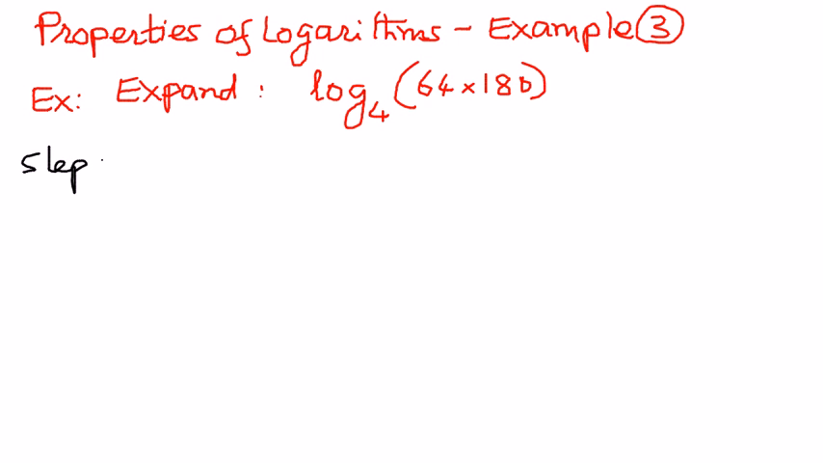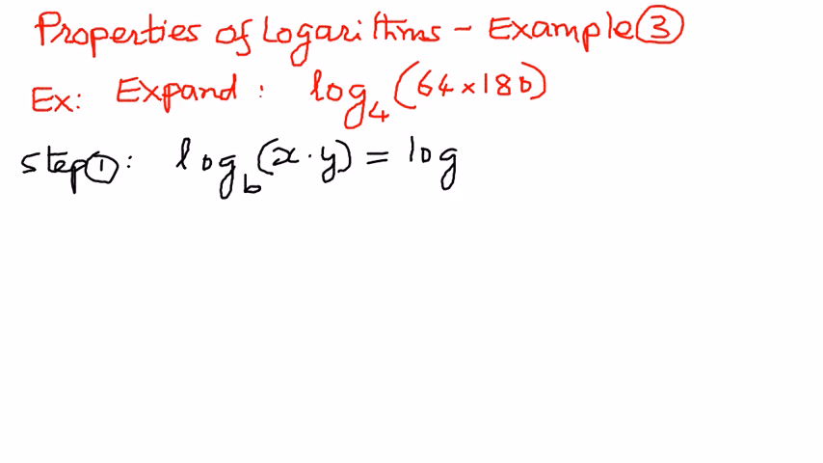Step number 1, we're going to use the product rule, and the product rule is telling us that if we have log x times y to the base b, we can write this one as log x to the base b plus log y to the base b. Okay, so this is what is called the product rule, and since we want to just expand the logarithm 64 times 180 to the base 4, we can write that out as follows.